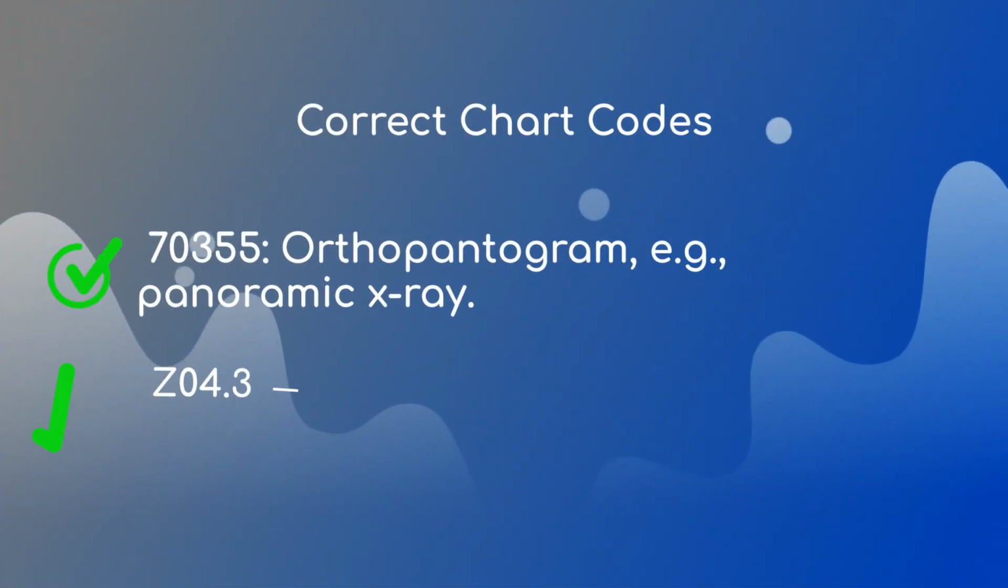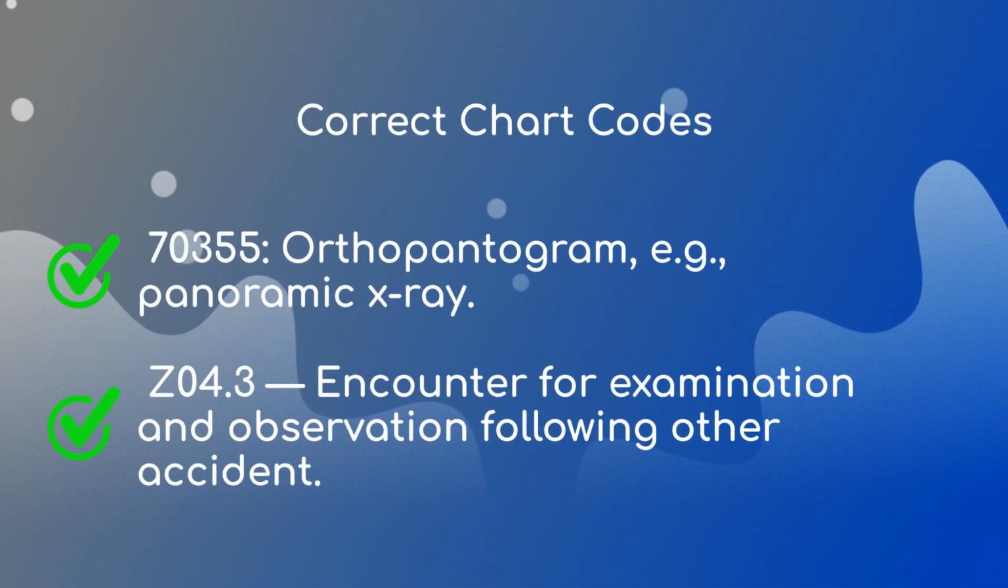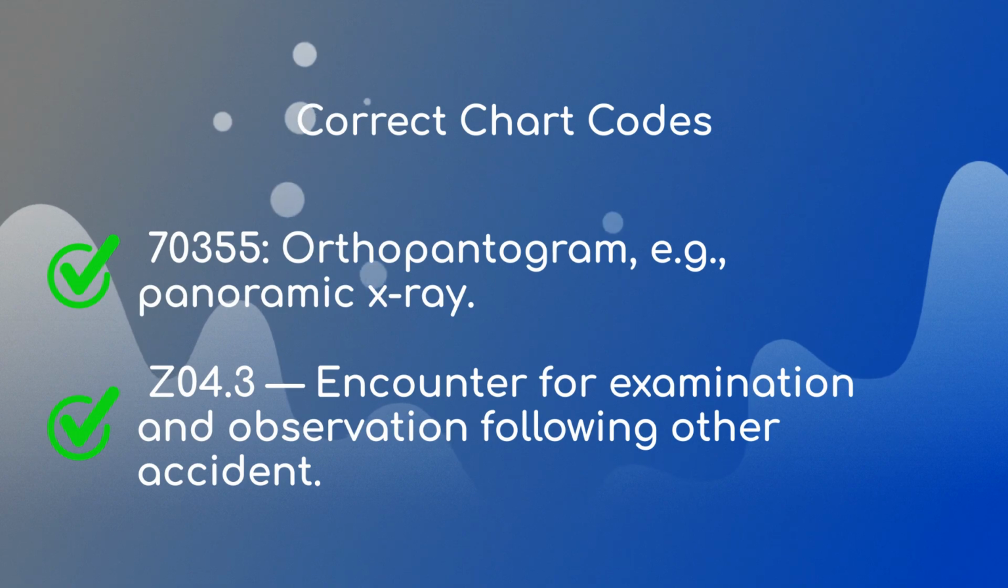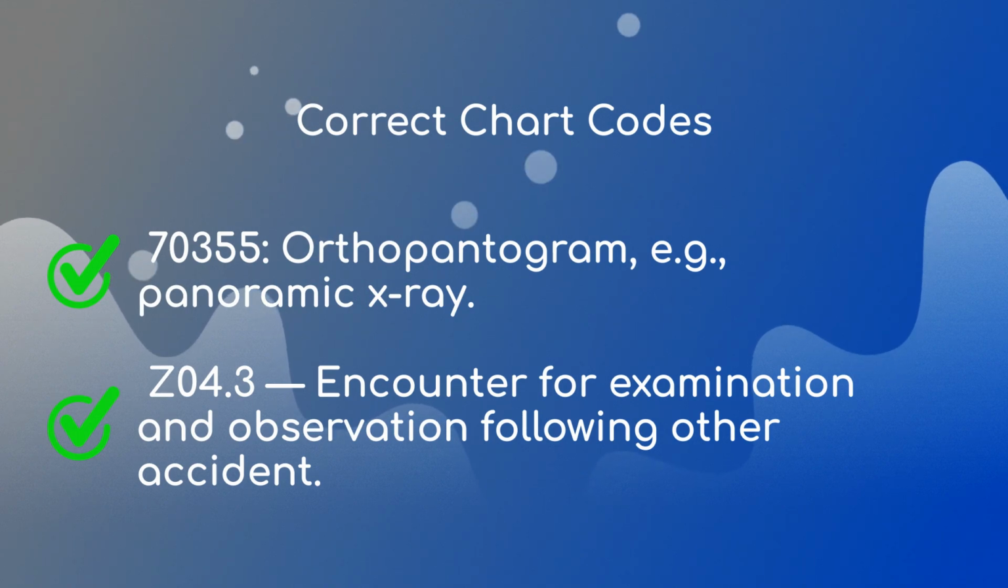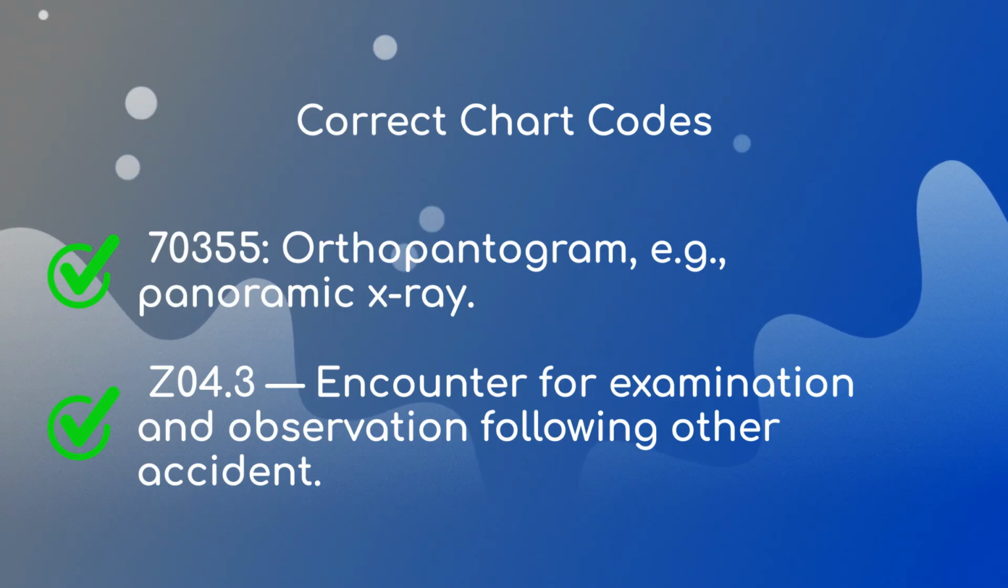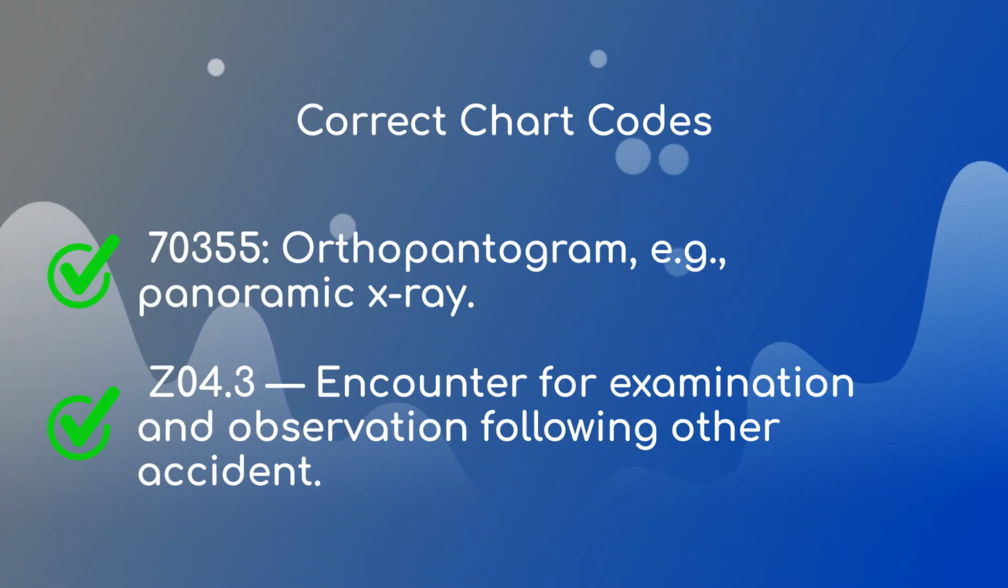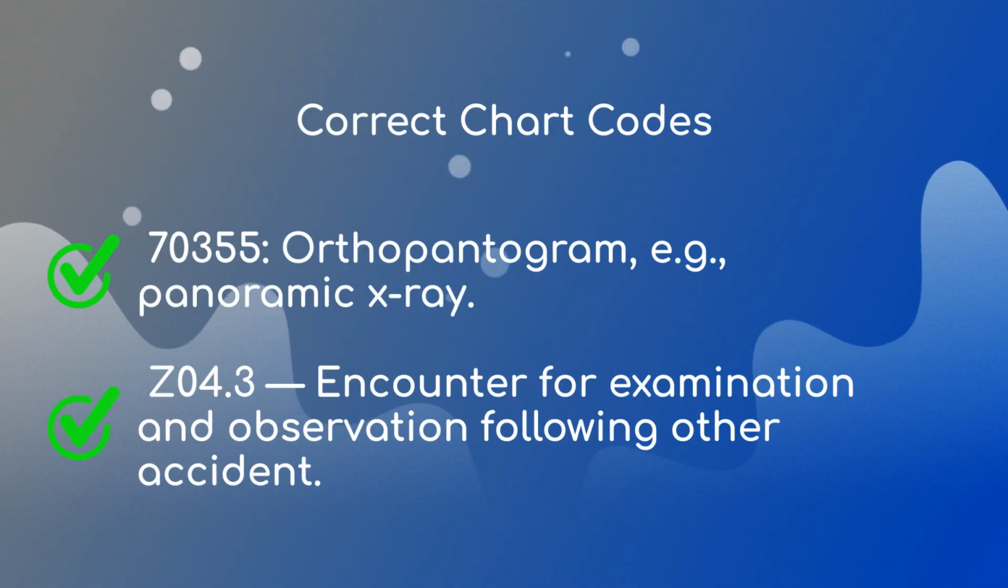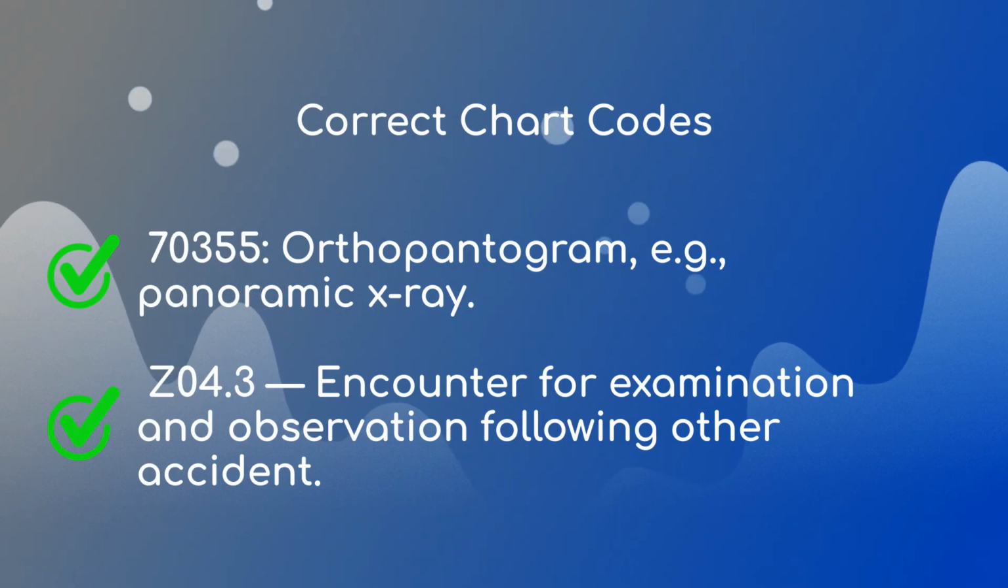However, if the chart lacks that detail and the report is negative for injury, the most appropriate diagnosis code is Z04.3, Encounter for examination and observation following other accident. This code is used when the patient is examined after an accident or trauma, but no diagnosis of injury is made based on the imaging.